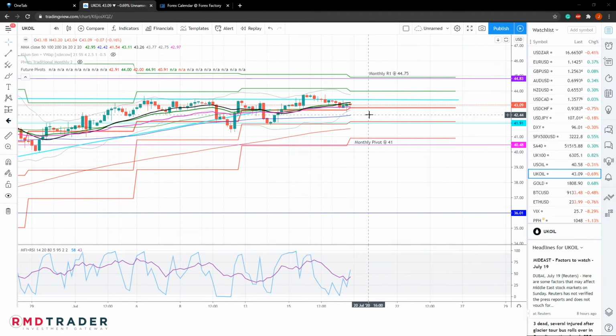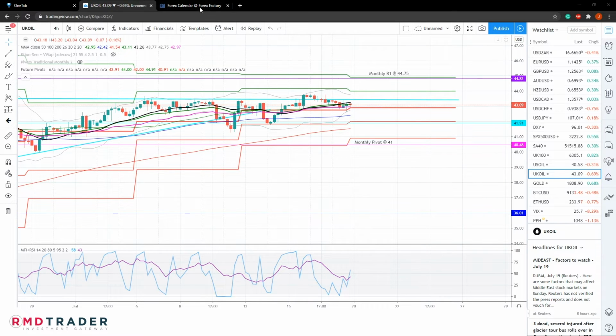So if price were to break below that, we then have our $42 area to contend with, which would be an area of confluence with the 4-hour 200 SMA. And then of course, should price even move below that, we still have a monthly pivot level acting as very strong support at the $41 area.